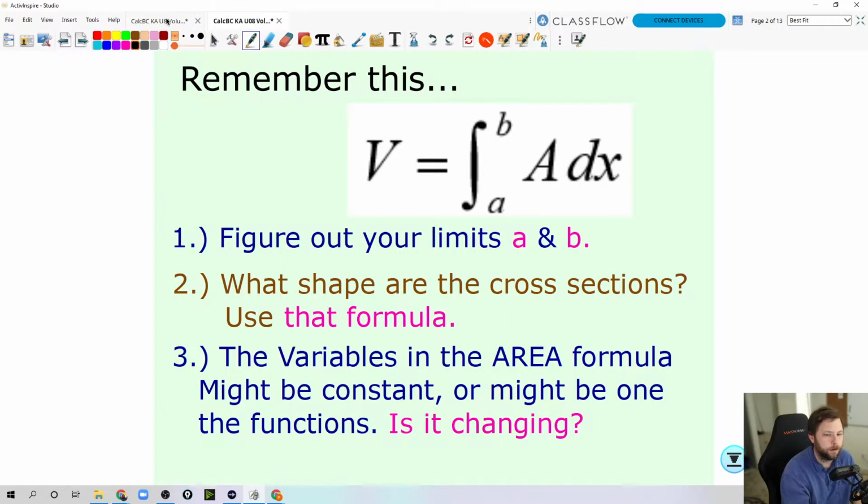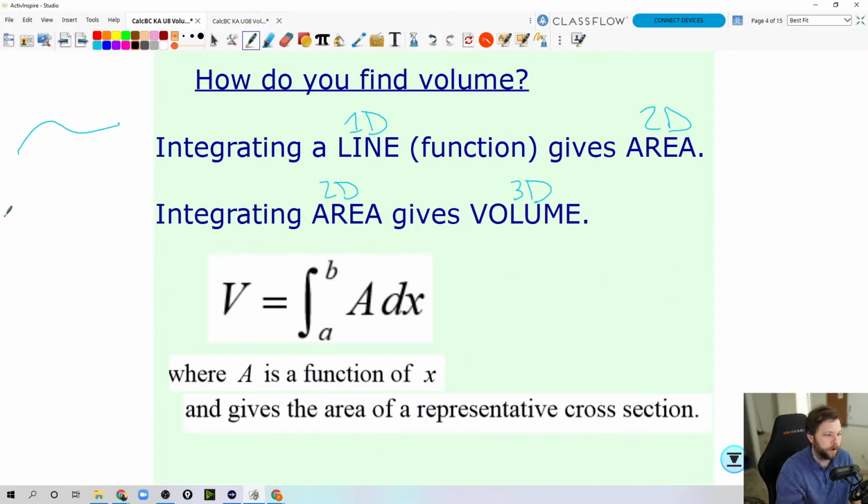So a reminder from the cross sections video, and I'll show you this. How do you find volume? You've got this generic equation: volume equals the integral of area. Because when you integrate a 1D line, you get a 2D area. You integrate a 2D area, you get a 3D volume. I like to think of it like that. So here's your generic formula, where it's A.